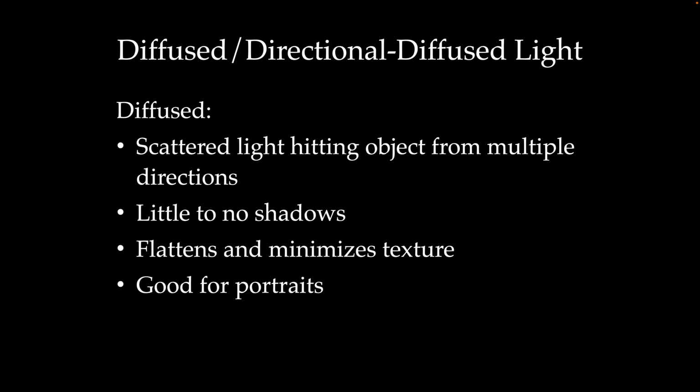So I'm going to lump these two together, diffused and directional diffused light. Diffused light is scattered light hitting an object from multiple directions. And I won't even say multiple directions, I'll say from every direction. We call it omnidirectional light. And it creates no shadows or very little shadows, if any.